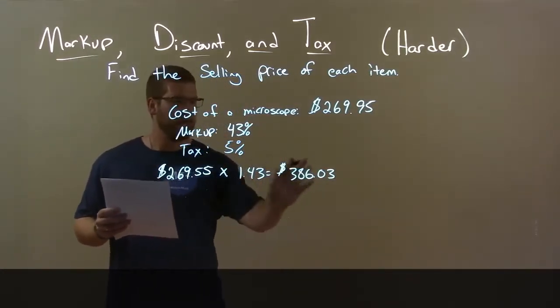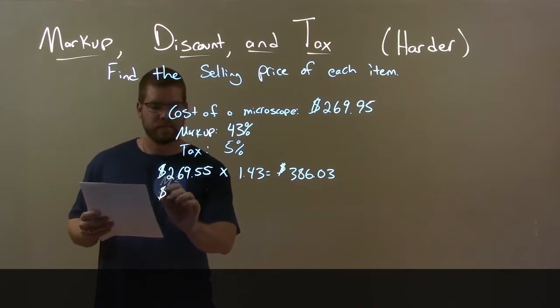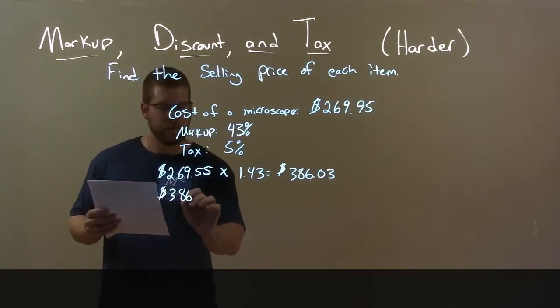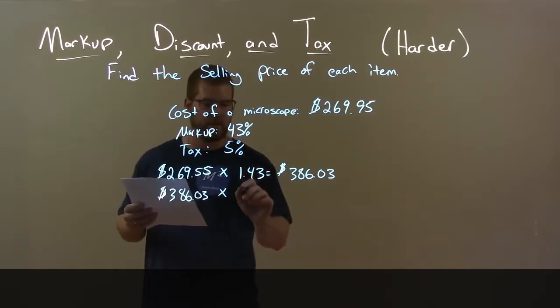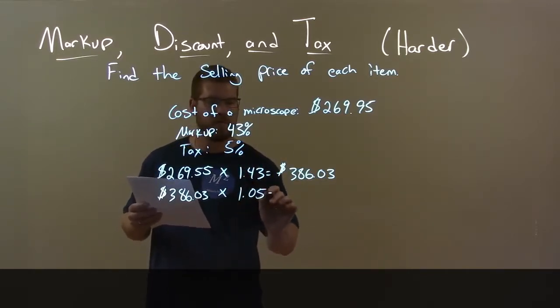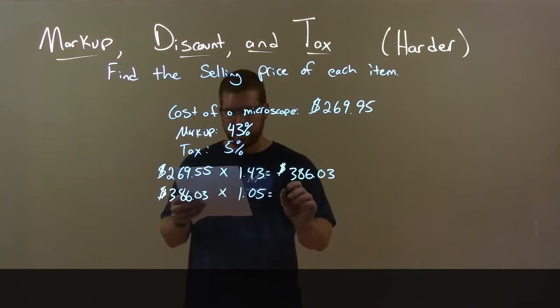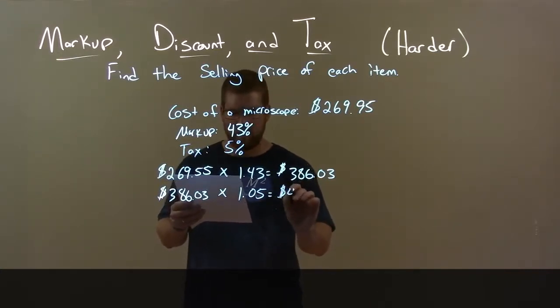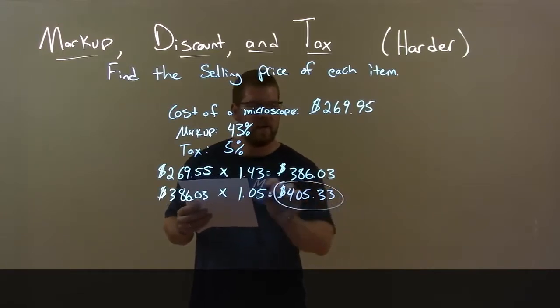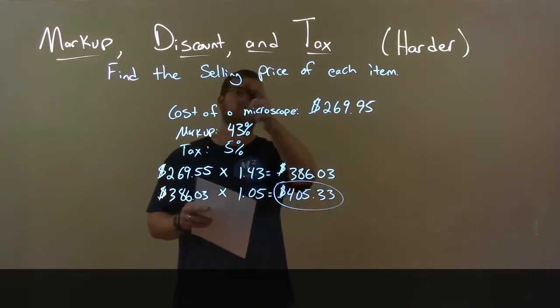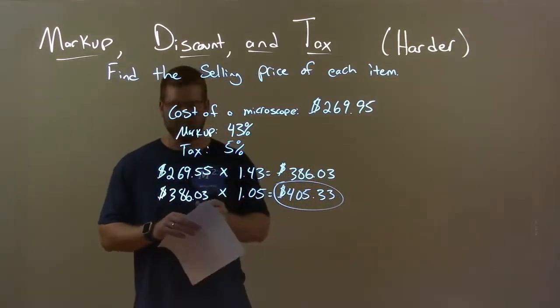We take that $386.03 and multiply that by a 5% increase for the tax. So 1.05 represents that. And we get an answer here of $405.33. And that's our final sale price right on the microscope.